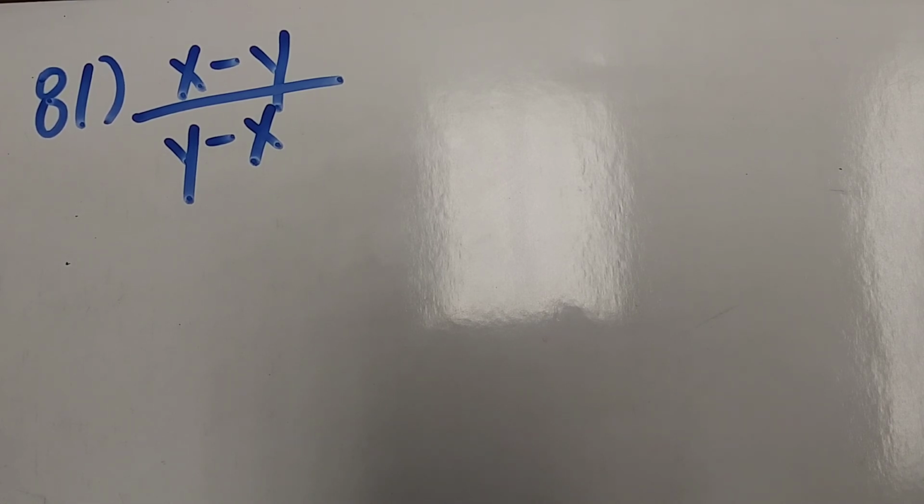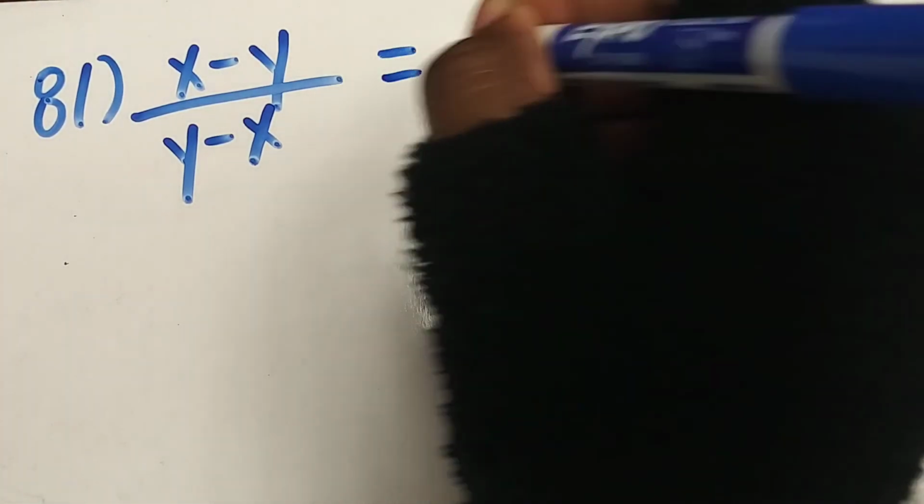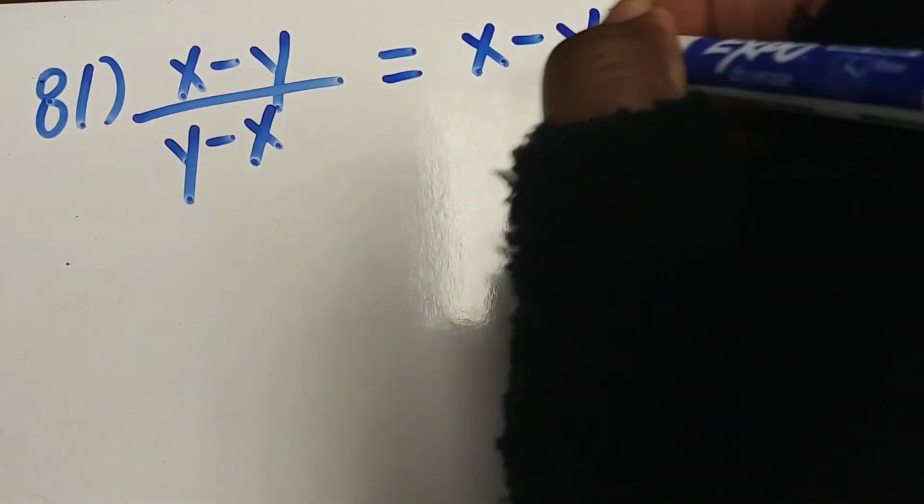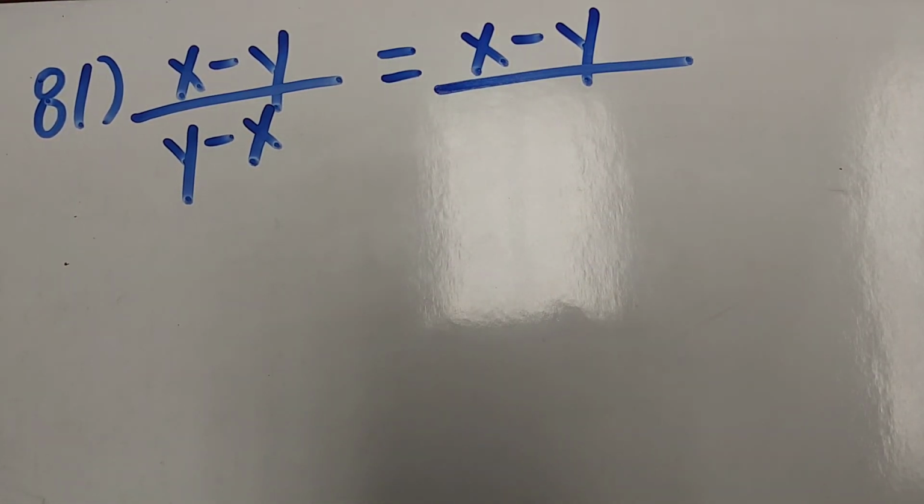Now, I want to ask you another question. Which part looks normal, the numerator or denominator? Looking at it, I say the numerator looks normal because I'm used to seeing x then y, not y and x. So I'm not going to mess with the numerator, but I am going to do something to the denominator. I want you to keep in mind, I'm not changing the problem. I'm only changing the look.